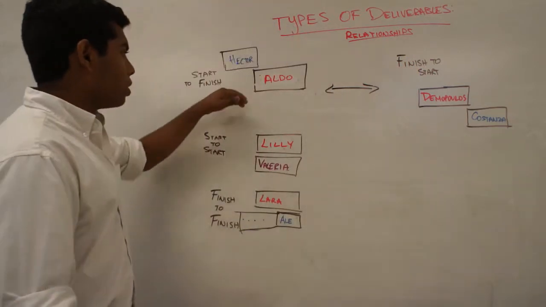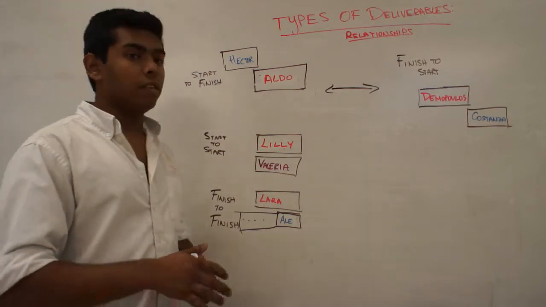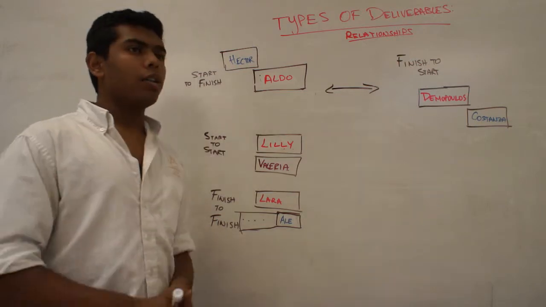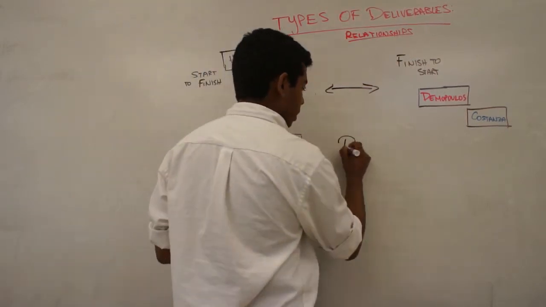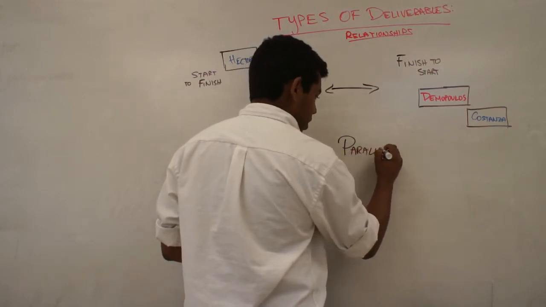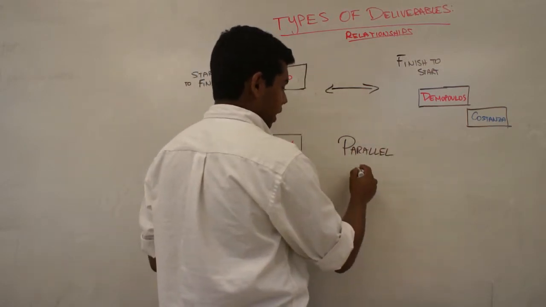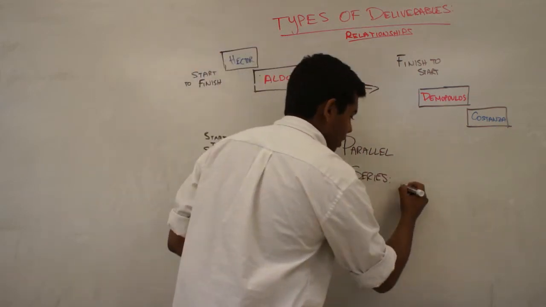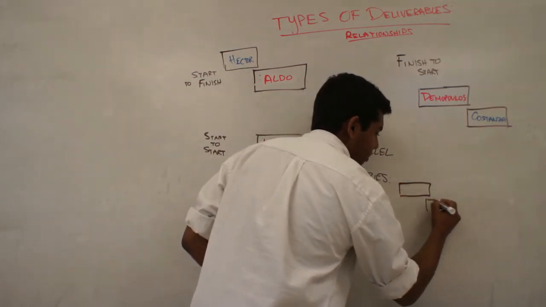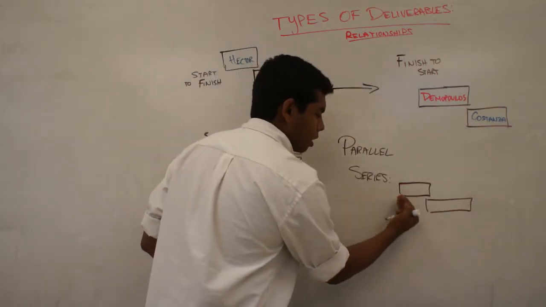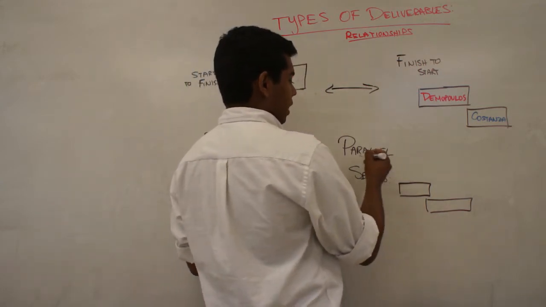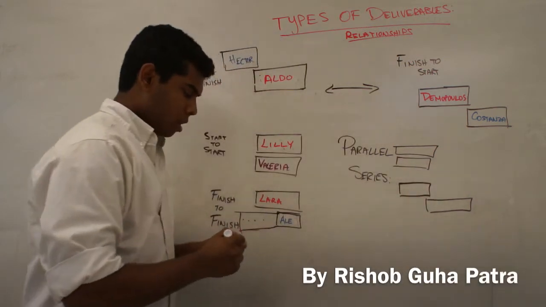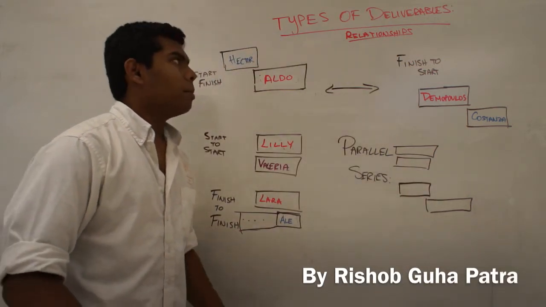So essentially we have 4 types of deliverable relationships, and each deliverable has either a parallel relationship or a series relationship. And series essentially means that they could be overlapping a bit, but the majority of the task is done by a step-by-step method, whereas parallel is that both tasks are being done at the same time the majority of the time. And that for you is types of deliverable relationships.